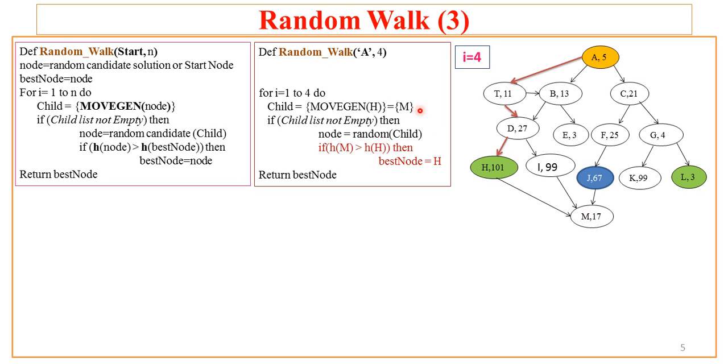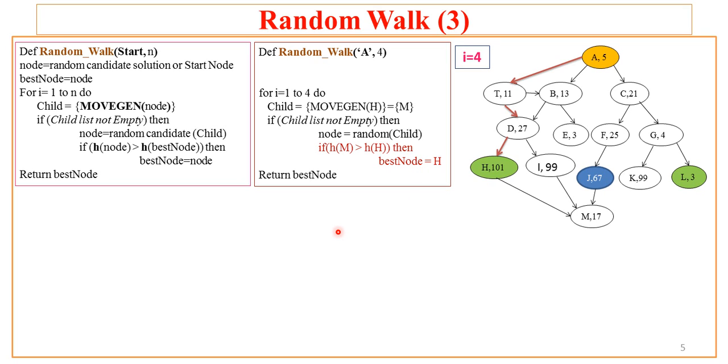Now here there is only one child for H, that is M, so it is returned. Child is not empty because at least one node is there in the child list, and as it is not empty then it will randomly pick a node from the child, and in our case as there is only one node in the child, that is basically returned by the random function, and the current node will be M. Now the heuristic of current node is compared with the best node. The best node seen so far is H, and heuristic of H is 101, whereas the heuristic of M is 17. So this condition fails, so best node is not updated.